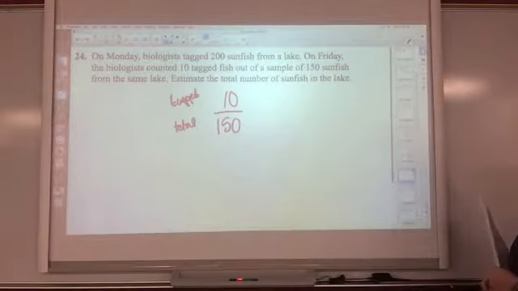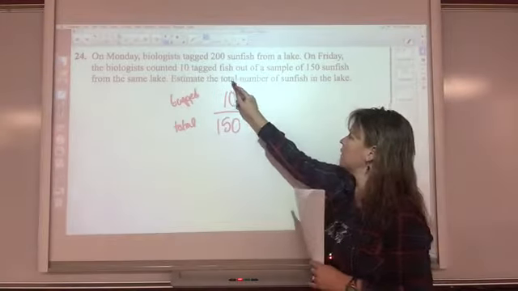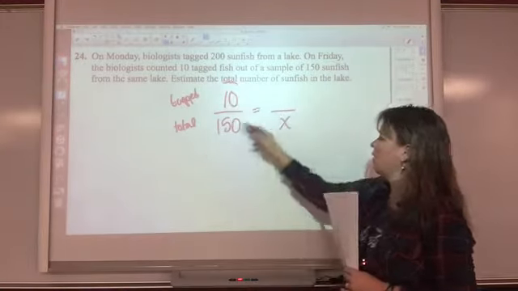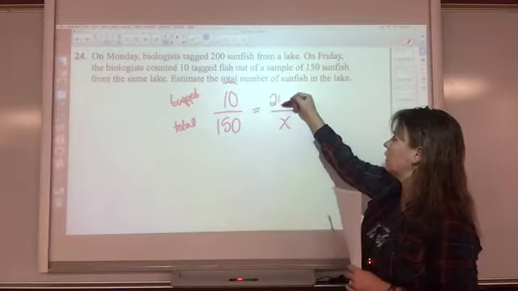They caught 150 fish, 10 of them were tagged. Estimate the total number of sunfish in the lake. We do not know the total. We know that they tagged 200.